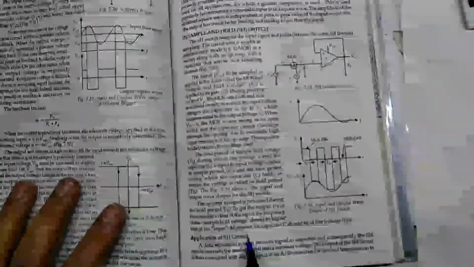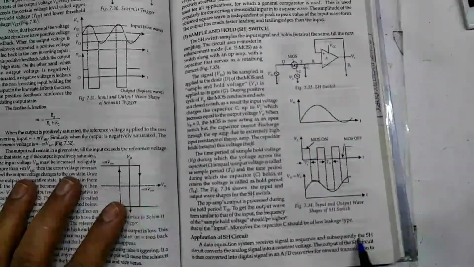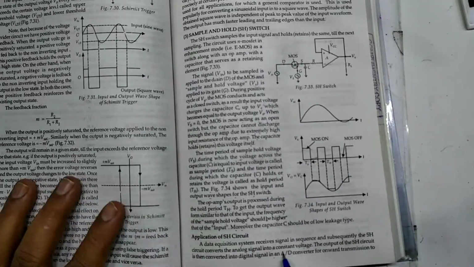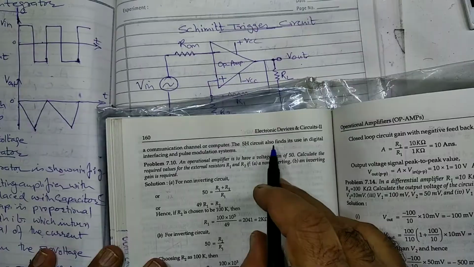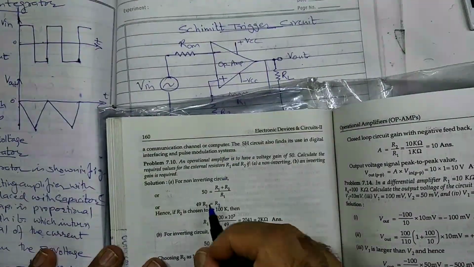Applications of the sample and hold circuit. A data acquisition system receives signals in sequence, and subsequently the sample and hold circuit converts the analog signal into a constant voltage. The output of the sample and hold circuit is then converted into a digital signal in an A to D converter for onward transmission to a communication channel or computer. The sample and hold finds its use in digital interfacing and pulse modulation systems.